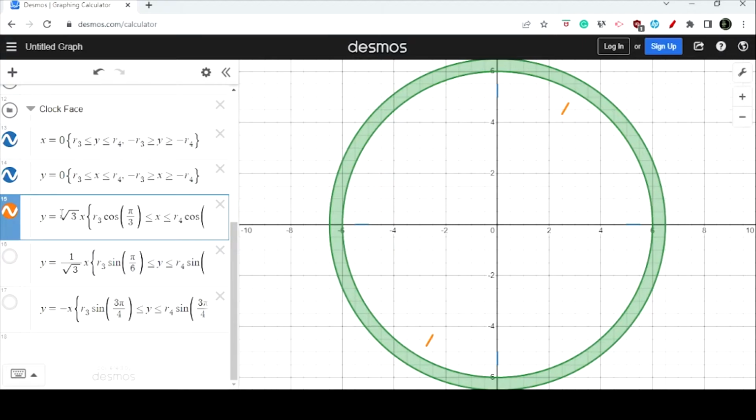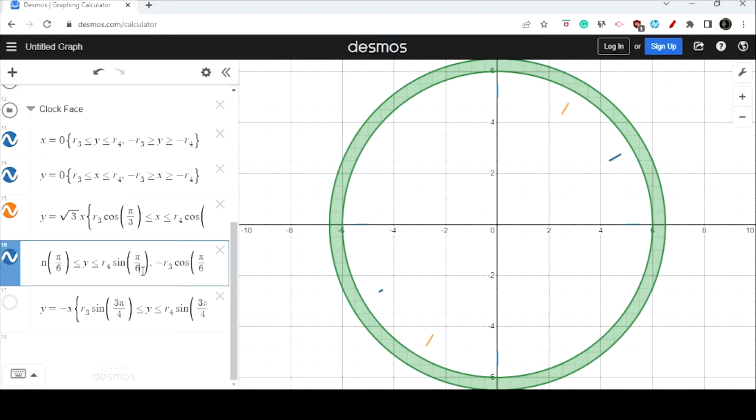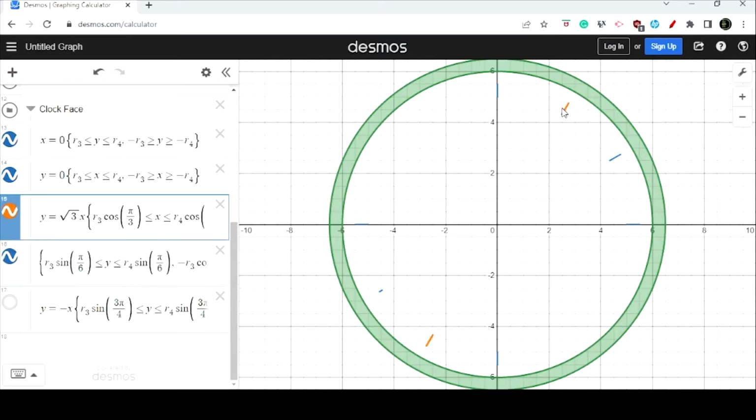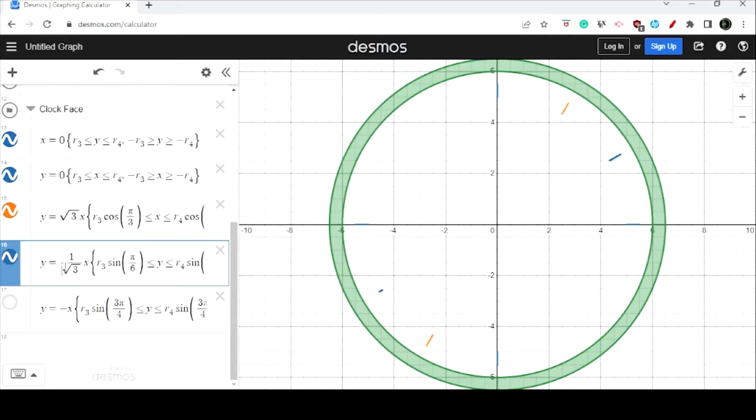For a 60-degree angle, it's got a square root of 3 slope here, referencing the 30, 60, 90 triangle, with ratios being either square root of 3 or 1 over square root of 3 here. So this inequality would get you this line here. So we're just going to fix this line here.